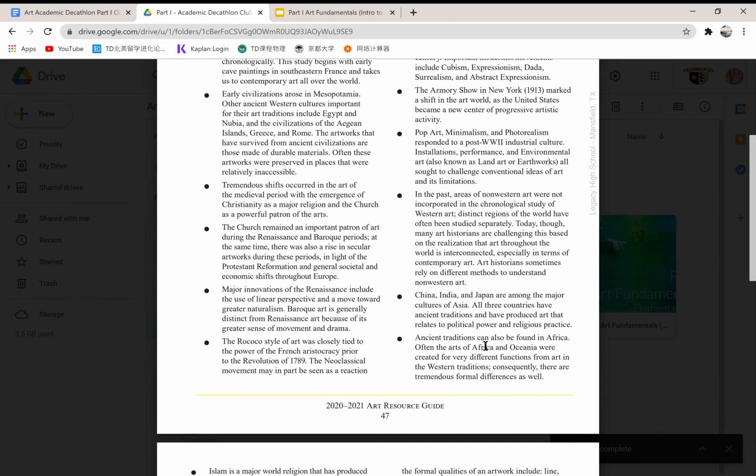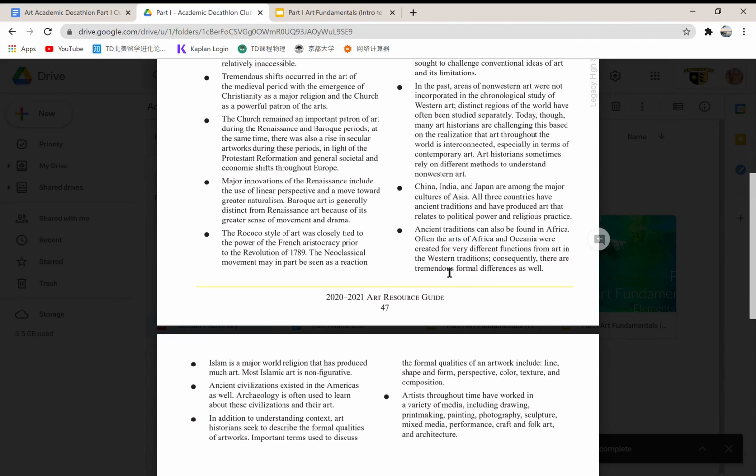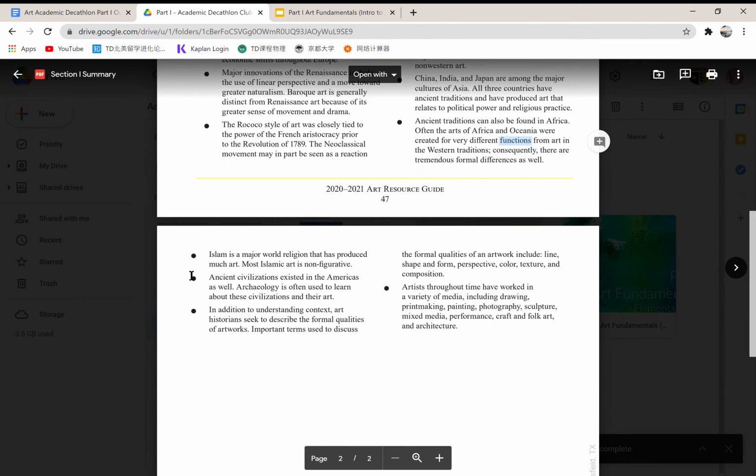Ancient traditions can also be found in Africa. Often the arts of Africa and Oceania were created for very different functions from art in the Western traditions, and consequently there are tremendous formal differences as well. So you really want to know the formal differences between the Western traditions and Oceanic art or African art.